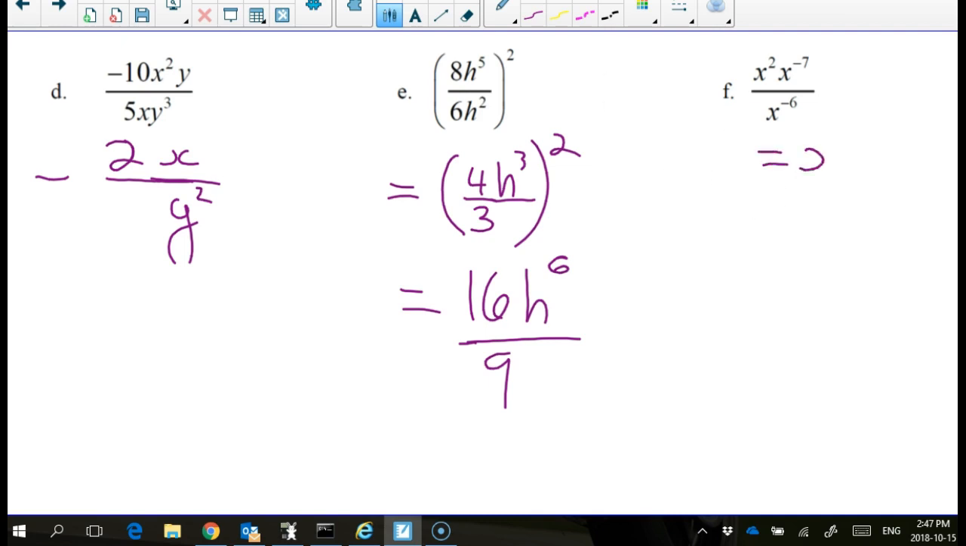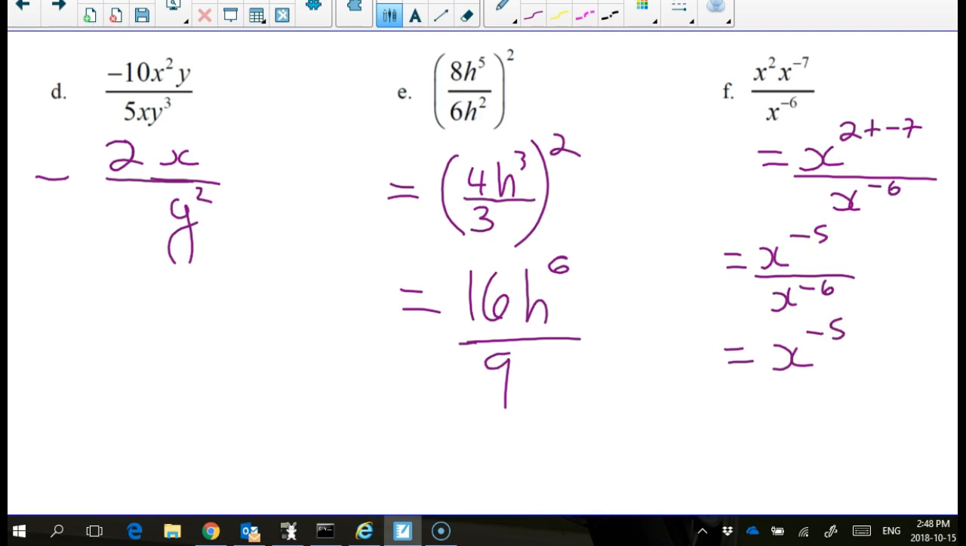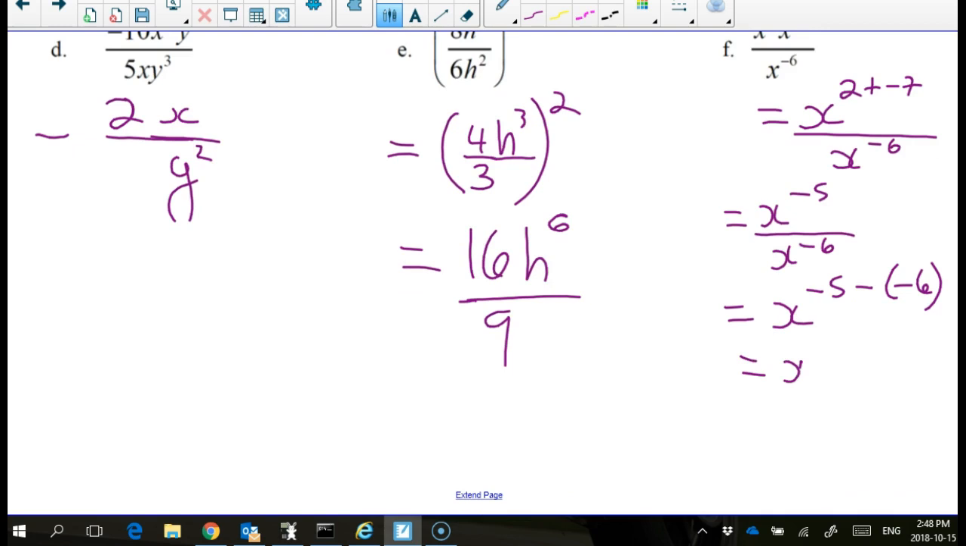So we can simplify the numerator, so we got x to the 2 plus negative 7 if you like, over x to the negative 6. So that's x to the negative 5 over x to the negative 6, which is x to the negative 5 minus negative 6. This is way more than I would probably do, but it's optional, you can do this. That is equal to x to the negative 5 plus 6, which is x to the 1, or just x. So that's one possibility.